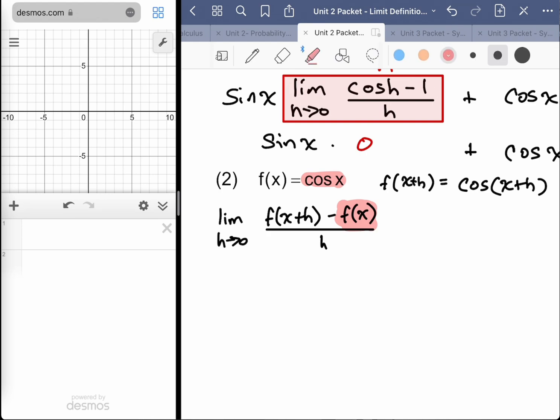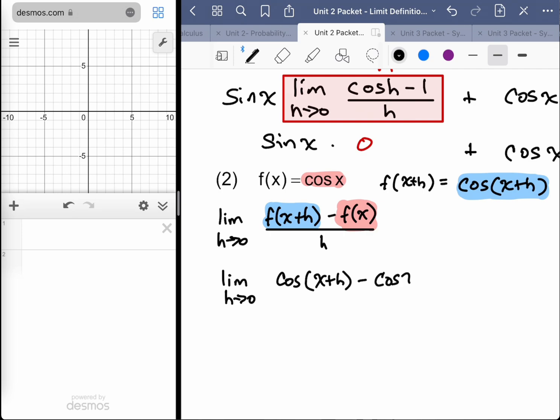All right, so that's a step that we should be getting more and more comfortable with. So cosine x plus h goes in for f of x plus h, giving us limit as h approaches 0 of cosine x plus h minus cosine of x, all over h. Cool.